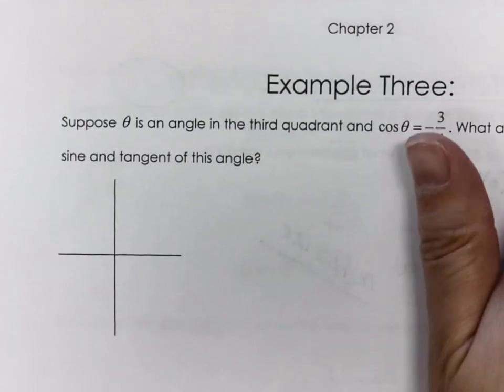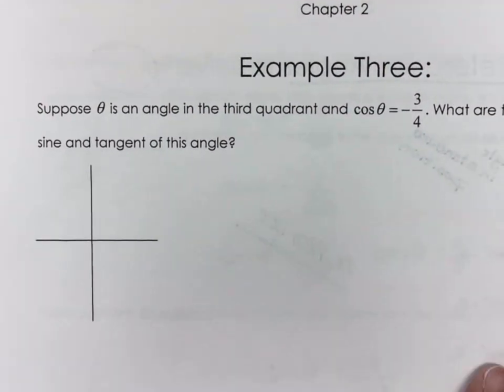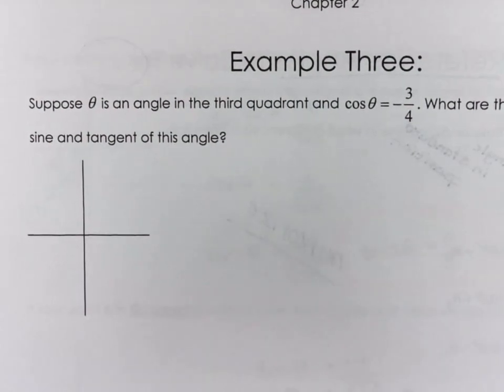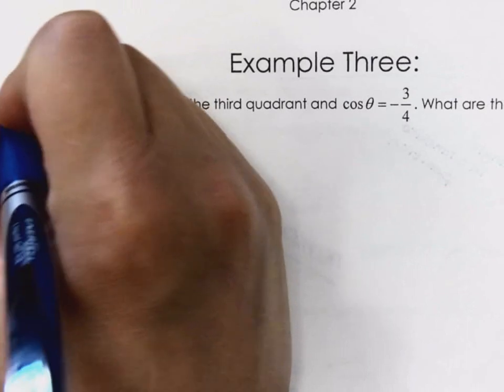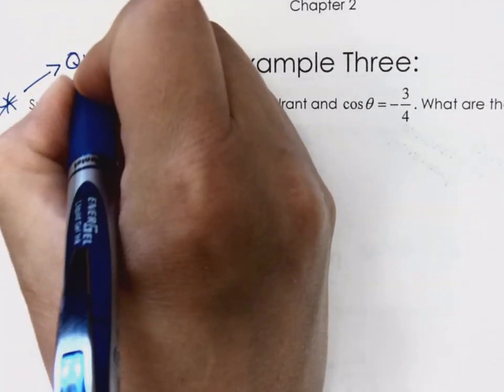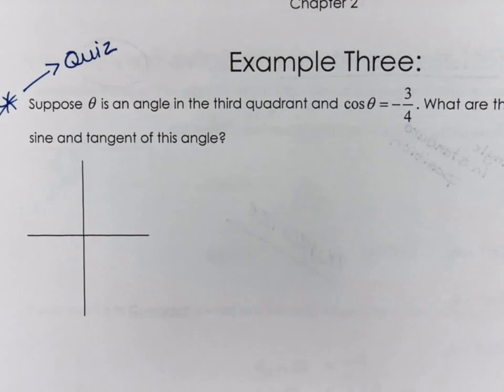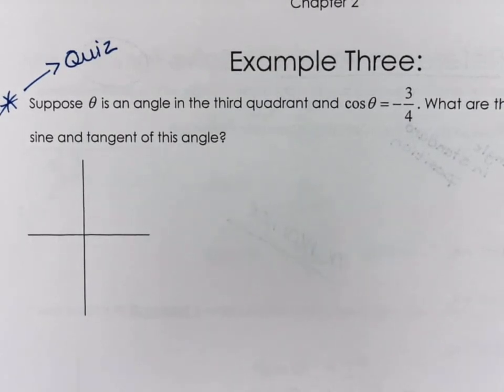All right. Suppose, oh, this is a good one. This is going to be on your quiz. Somebody put a star beside this. Okay, suppose theta is an angle in the third quadrant. In the third quadrant. And we know that cos of the angle is equal to a -3/4. What are the sine and tangents of this angle?